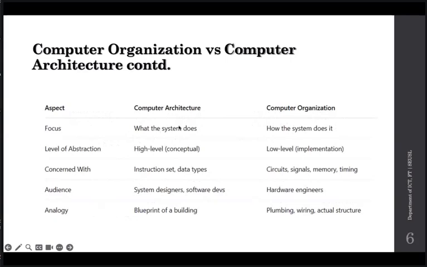So simply, you must be able to understand the difference between architecture and organization. Architecture means what the system actually does, what it should do. And organization lets you know how that particular system is doing that. Okay.